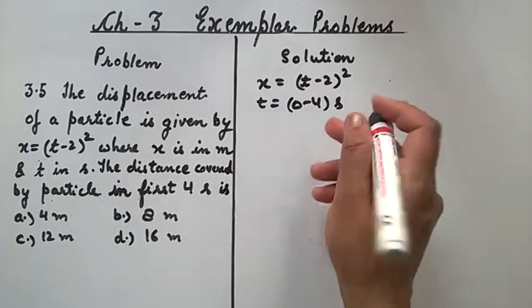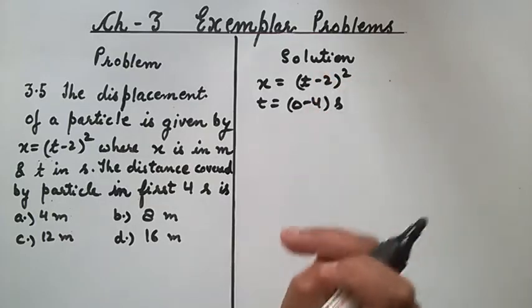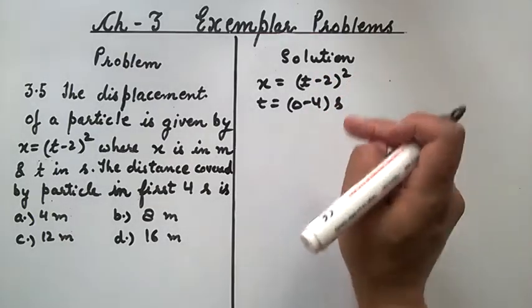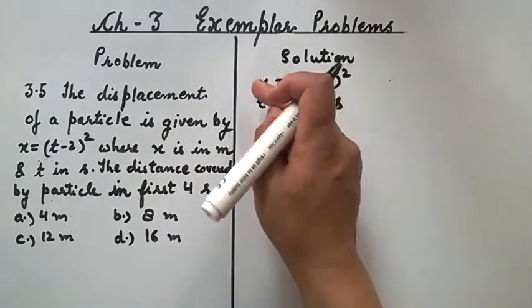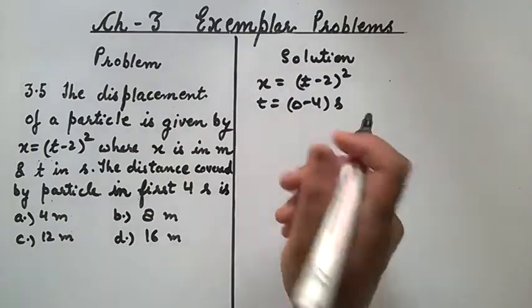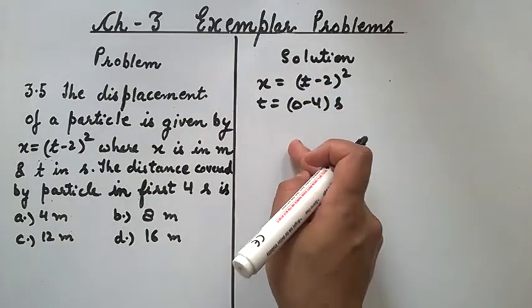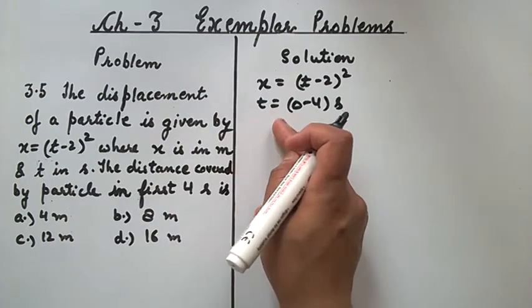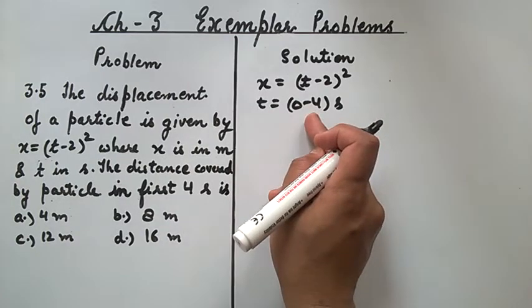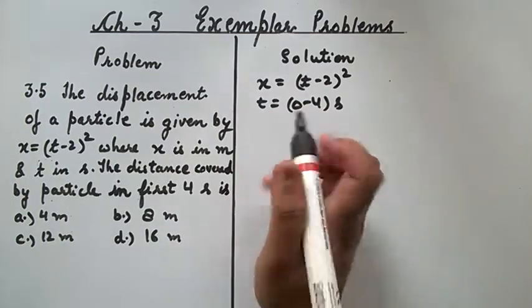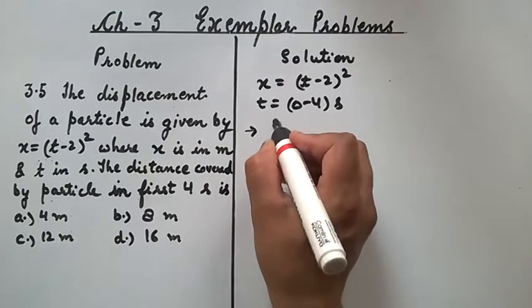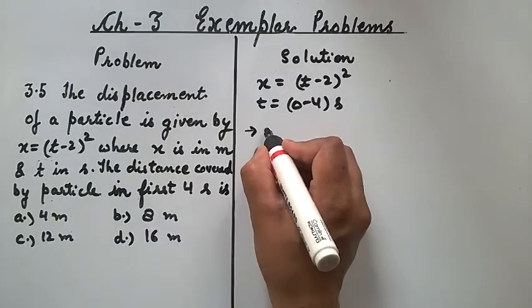So here we will not substitute the value of time in the given equation, because this is the equation of displacement, and we know that distance is not always equal to displacement. So we will find the equation of distance, then substitute the value of time in it and find the distance covered. We will also find the time at t equal to 0.